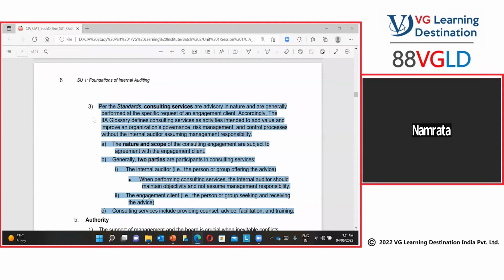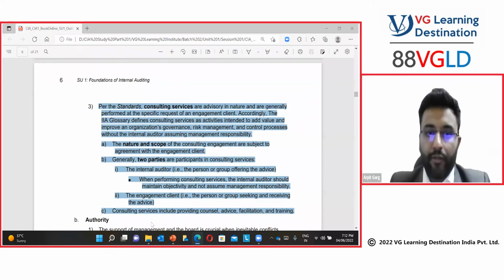As per the standards, consulting services are advisory in nature and are generally performed at the specific request of an engagement client. Accordingly, the IIA glossary defines consulting services as activities intended to add value and improve an organization's governance, risk management, and control processes without the internal auditor assuming management responsibility. A, the nature and scope of the consulting engagement are subject to agreement with the engagement client. B, generally two parties are participants in consulting services. First, the internal auditor, that is the person or group offering the advice. When performing consulting services, the internal auditor should maintain objectivity and not assume management responsibility. Second, the engagement client, that is the person or group seeking and receiving the advice. And C, consulting services include providing counsel, advice, facilitation, and training.